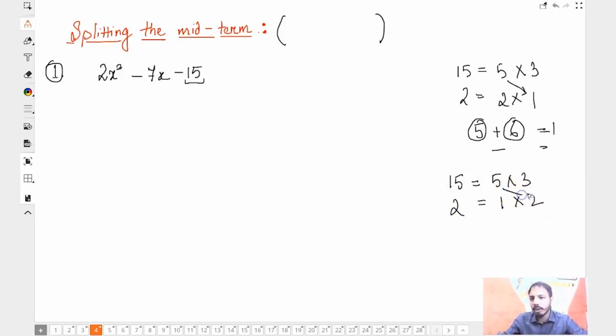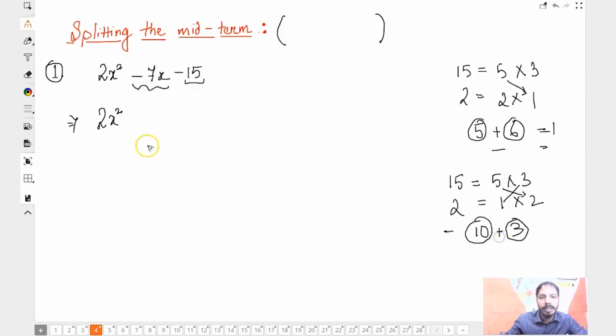Now in this case, if I cross multiply, I will get 5 into 2, that is 10, and 1 into 3, that is 3. Now 10 minus 3, I can get 7. So now I know how I can split this particular middle term, that is 7. So now what will I do? I will write 2x square, and this minus 7x, I can write as minus 10x plus 3x. So let me write it as 2x² minus 10x plus 3x minus 15, and let me say this is equal to 0.